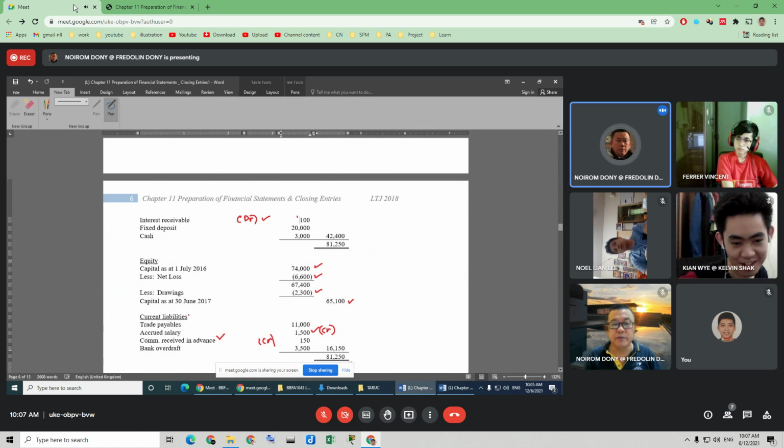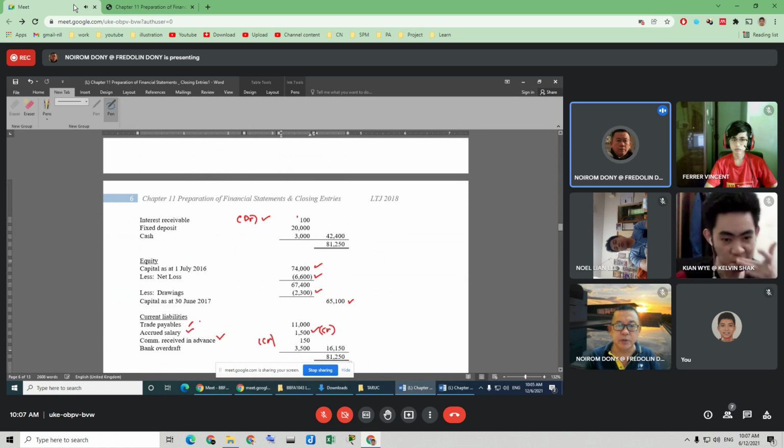Okay, we don't have long-term liability. Remember, long-term liability is liability with a repayment period of more than 1 year. If we look at the trial balance, we don't have any. So the only thing that we have is current liability. So list down the trade payable, the accrued salary, which is coming from the adjustment just now, and commission received in advance, also from the adjustment. And the last one is your bank overdraft. Bank overdraft means this is the money of the bank that is being used by the business.